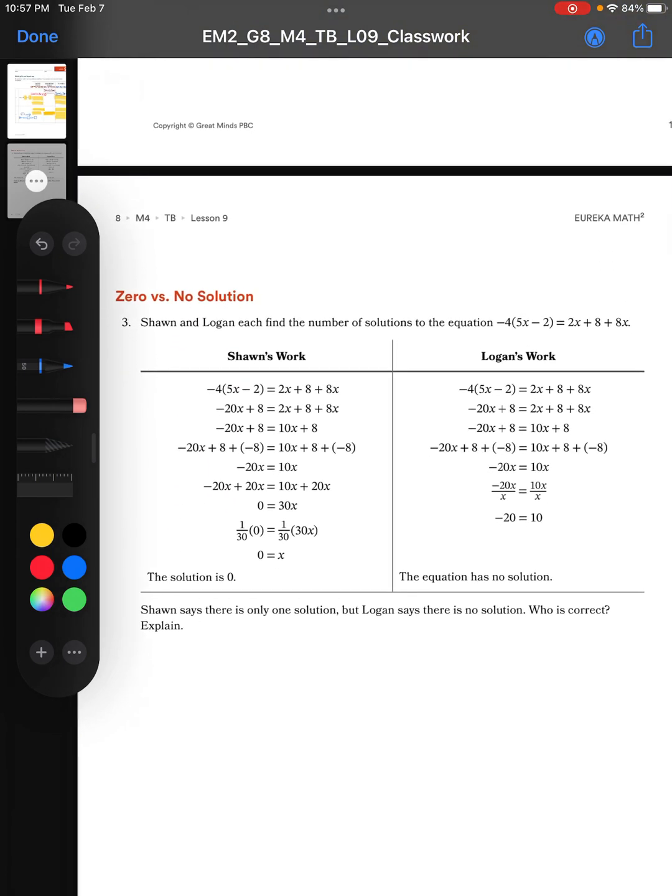I feel like this page is pretty self-explanatory, but let's go ahead and read it together. Sean and Logan each find the number of solutions to the equation -4 times (5x minus 2) equals 2x plus 8 equals 8x. Sean did his work. He says the solution is 0. Logan did his work. He said the equation has no solution. Sean says there is only one solution, but Logan says there is no solution. Who is correct? Explain. Don't forget that explain part.